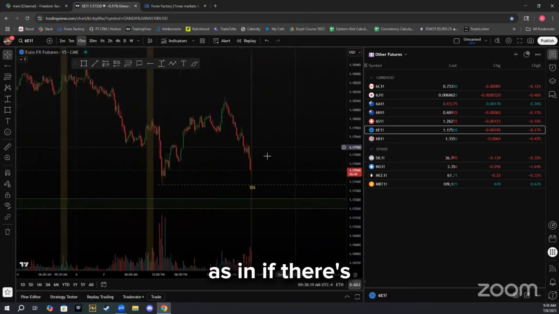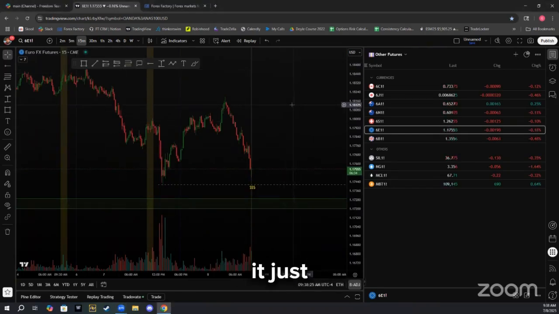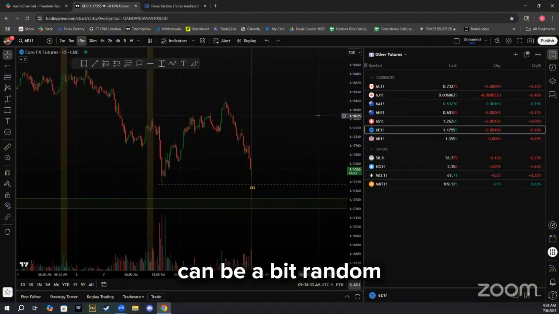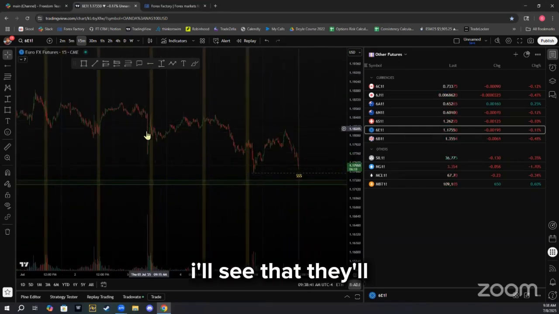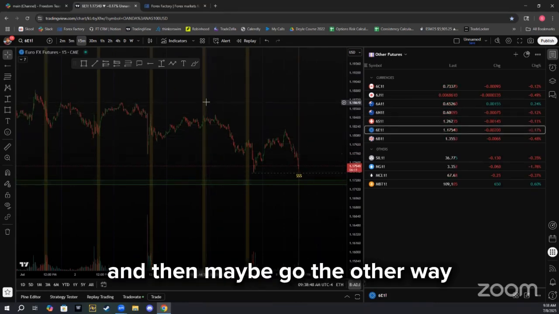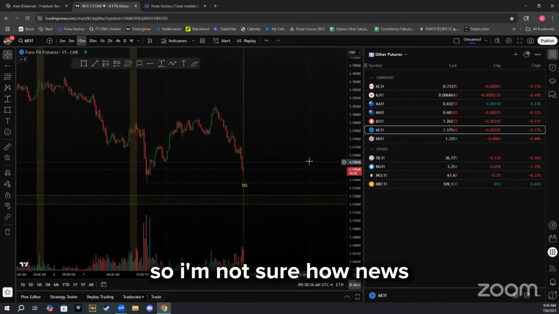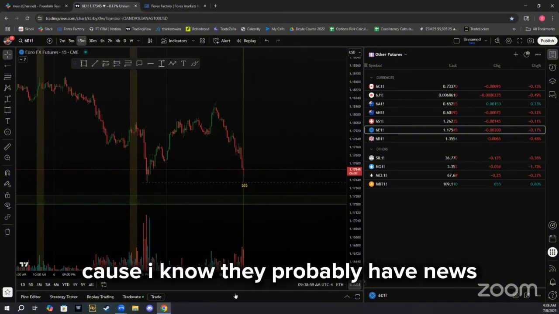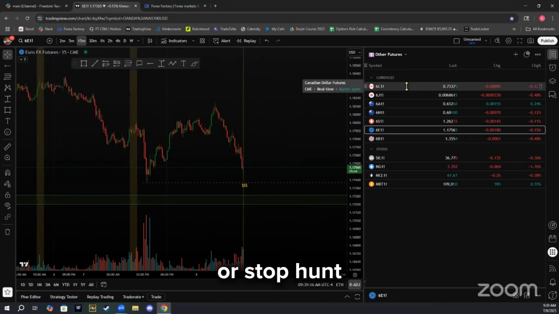What about news? As in, if there's big news, would it go all the way down, or would it simply follow the course? So news can be a bit random at times. It really depends. Usually with news, I'll see that they'll spike it in a direction and grab liquidity, and then maybe go the other way or go sideways for a little bit. Like I said, I don't really look at the Euro USD too much, so I'm not sure how news affects this currency, because I know they probably have news at random times, like during London session as well. I think they call it stop hunts.